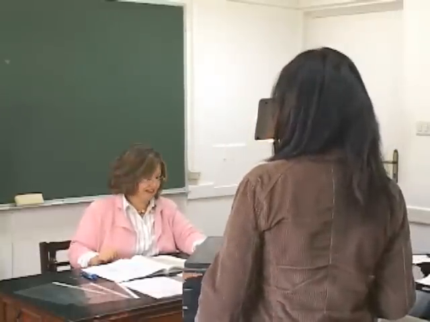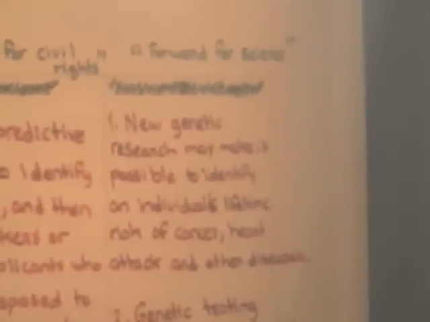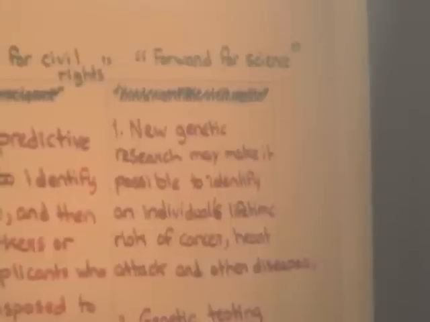Okay, the other step is individuals' genetic information will be used against them. Example, dismissal from work. Okay. Steps forward for science. First, new genetic research may make it possible to identify an individual's lifetime risk of cancer, heart attack, and other diseases. Can you elaborate on this? Why is this a good thing? Why is this a step forward? Yes, Marta. Curb this disease or treat the workers. Okay.